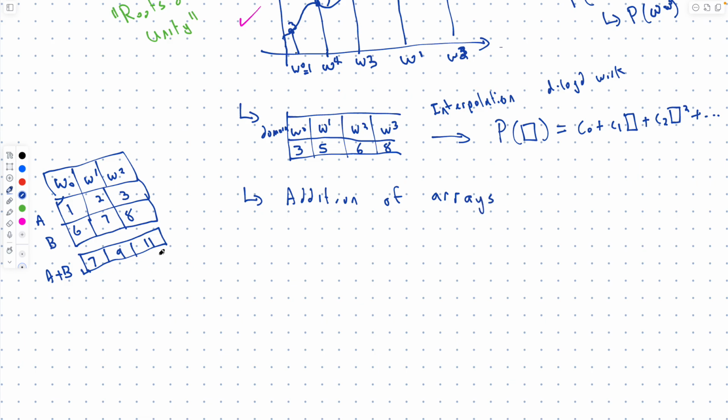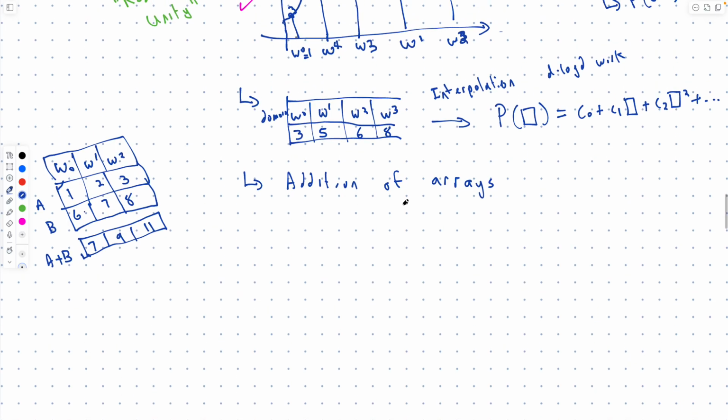So forget about circuits for now. Just think of arrays in general. We'll put it back in circuit terms in a second. Okay, so if I have two arrays and I add them together, that's the same as adding the polynomials.